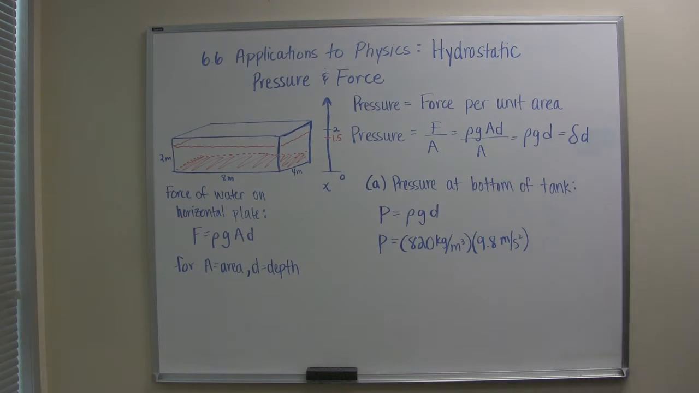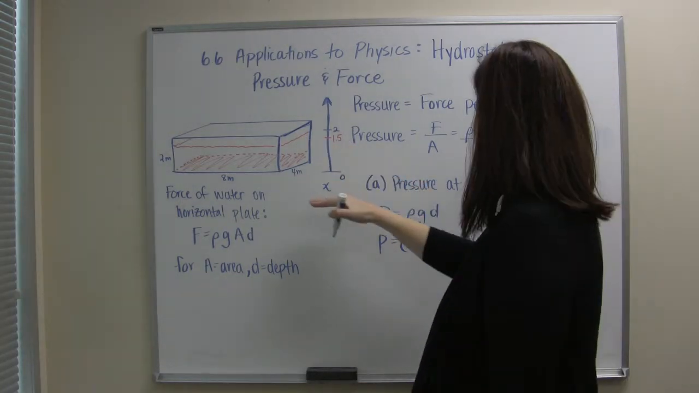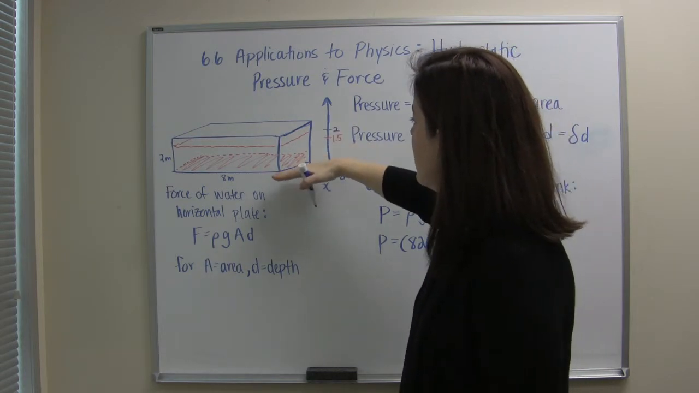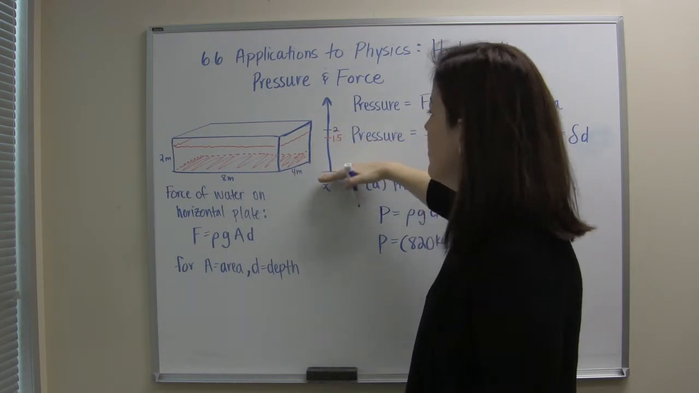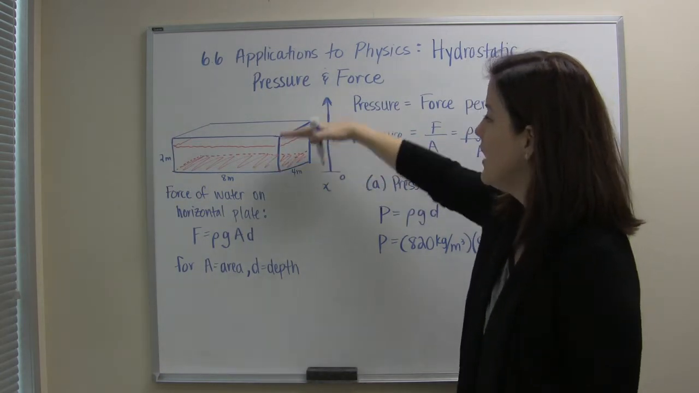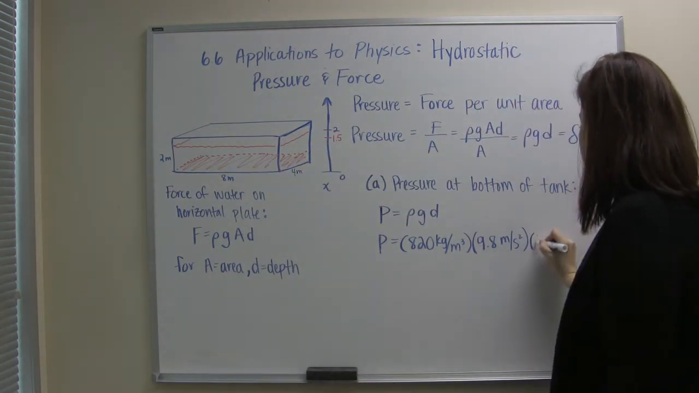And now let's talk about the depth. So we want to think about how much water is pressing down on this plate. And this tank isn't completely full. So the amount of kerosene that's actually pressing along the bottom of the tank has a depth only of 1.5. Since I named this to be 0, I have 1.5 meters of kerosene pressing down on the bottom.